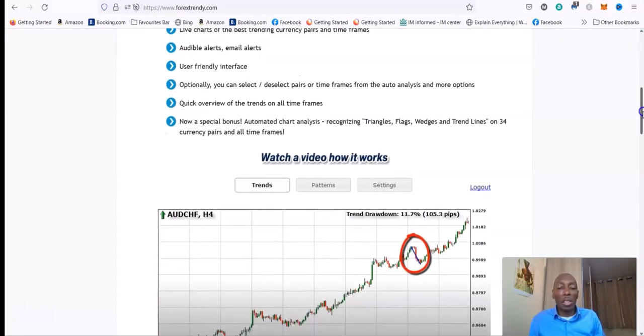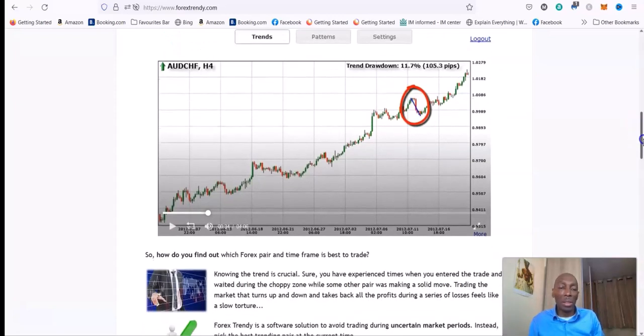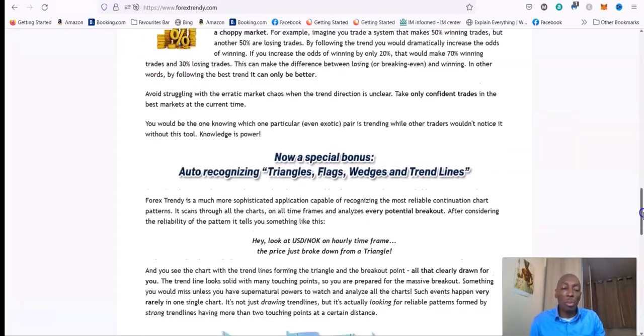And then you get things like this. This is what you get. This is an example of it. There's a little video on their site. So it'll be like this, for example. There'll be pairs. Let's say the Aussie Swiss is in an uptrend, so you should be looking to trade it up. It will show you the maximum drawdown. And in essence, it's wanting you to either trade the drawdowns, so you wait for this little drawdown here and you trade somewhere here to continue up the uptrend, or you trade one of these patterns.